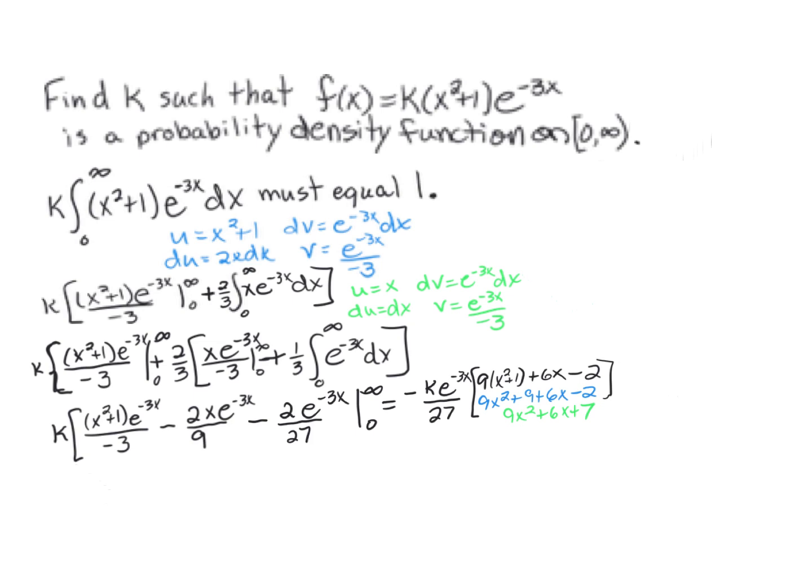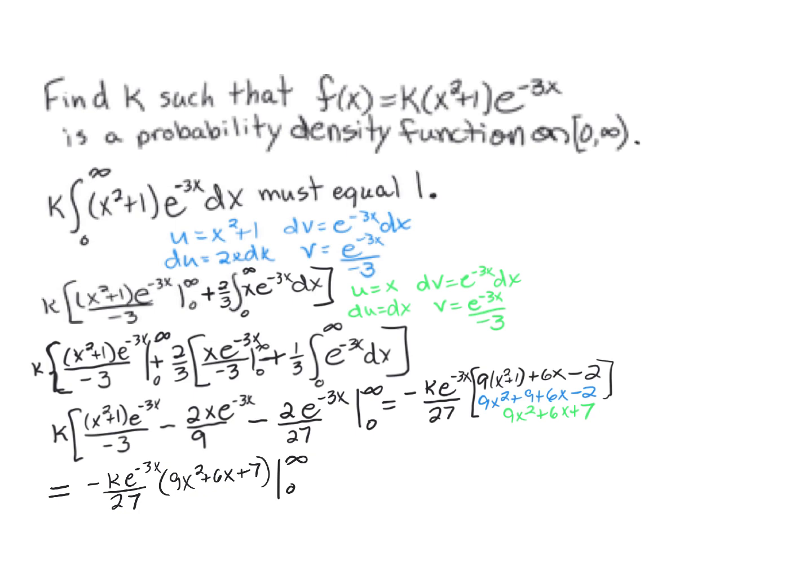So what I am going to do is rewrite this guy very quickly as minus k e to the minus 3x over 27 times 9x squared plus 6x plus 7, evaluated from 0 to infinity. Now, evaluating that thing at infinity is going to require a limit, and I'm going to rewrite the thing.